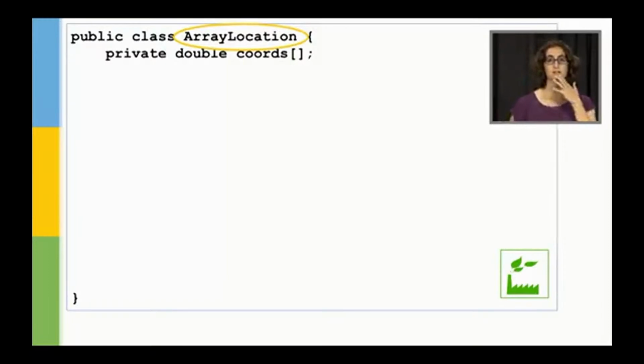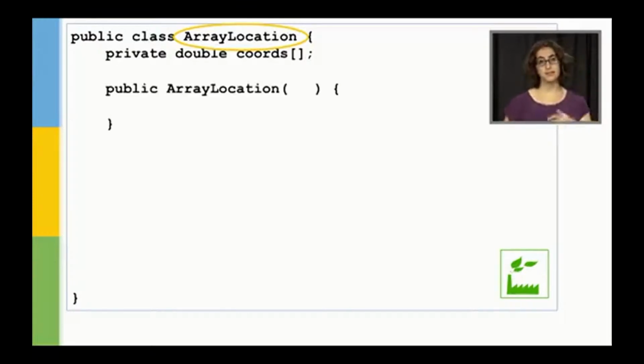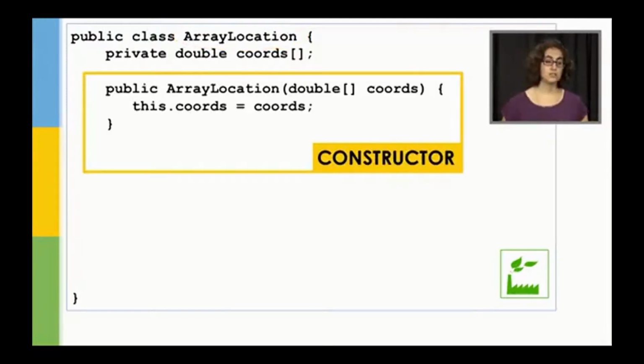Okay, so for our class definition, we define the instance variable coords of type array that's going to contain doubles, and then we're going to need to define the constructor. And the constructor, when it receives a parameter that's specifying an array that indicates the coordinates, we're going to say this dot coords equals coords. Okay, so that's going to be the definition of our constructor.